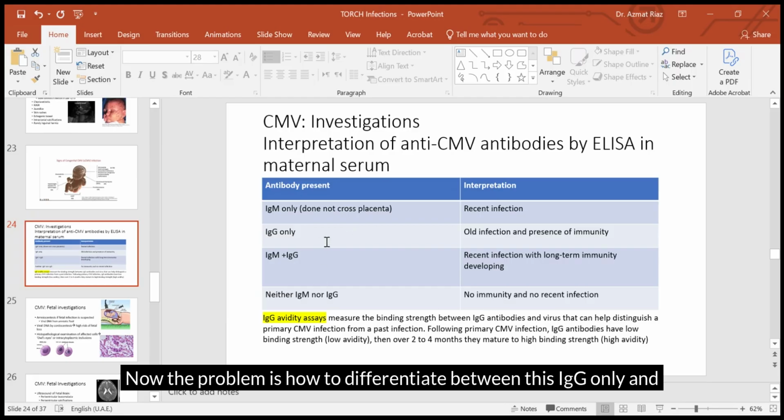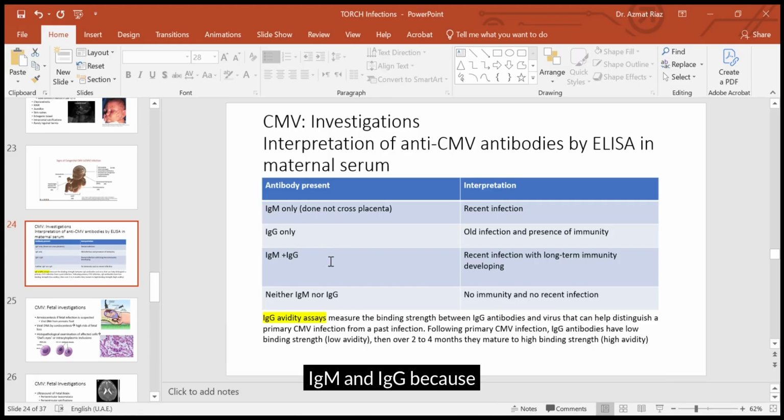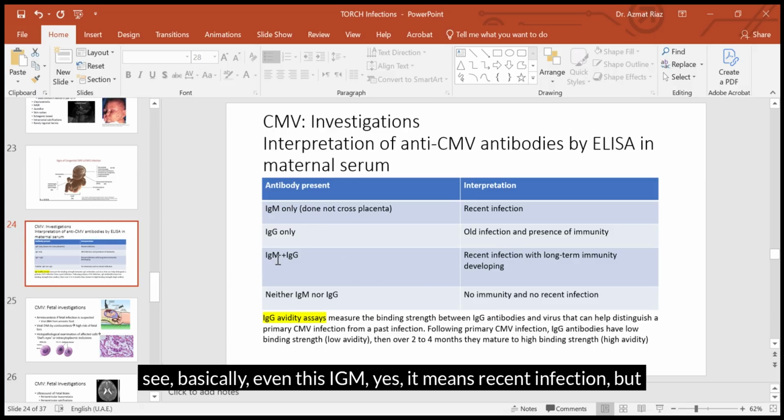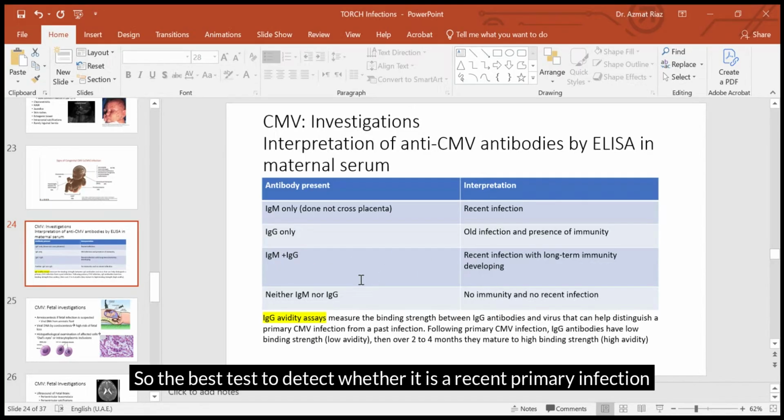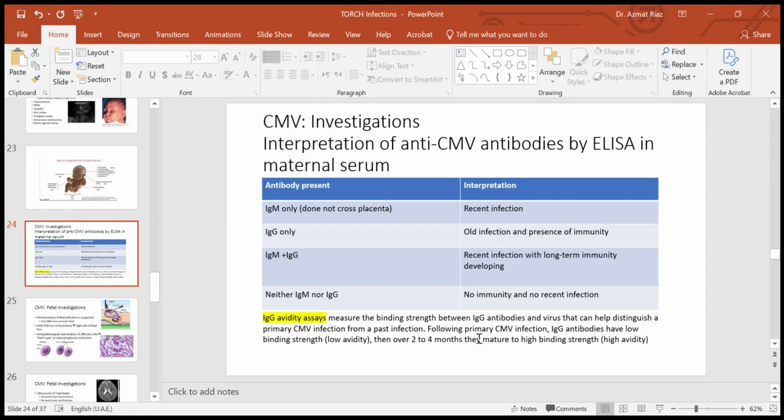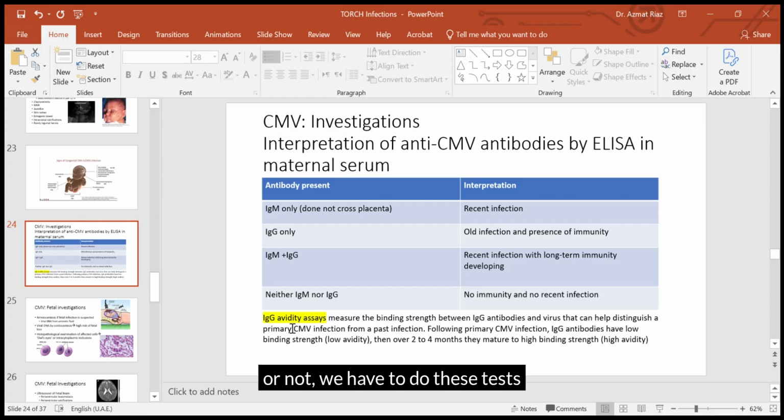Now the problem is how to differentiate between IgG only, and IgM and IgG, because even this IgM, yes, it means recent infection, but even this IgM takes some time to develop, right? It does not happen in one or two days. So the best test to detect whether it is a recent primary infection or not, we have to do these tests.